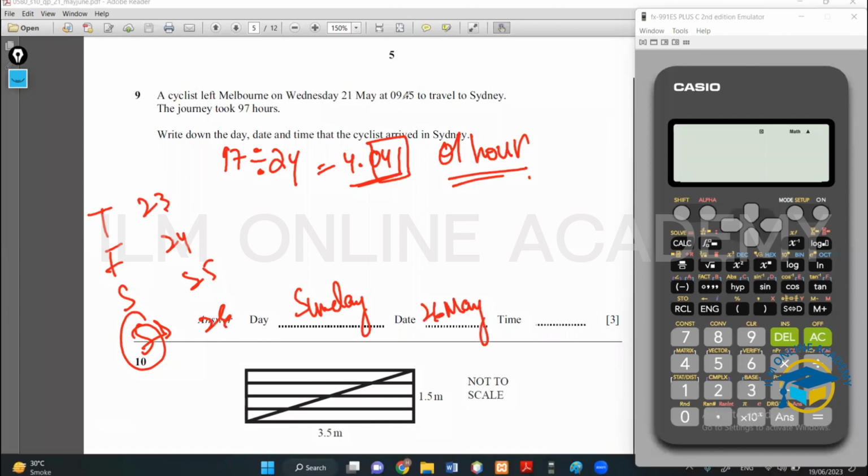And the time: he left at 9:45. So on Sunday at 9:45, a total of 4 days have passed. But it took him 4 days and 1 hour, so up to 9:45 he completed 4 days, plus 1 hour is 10:45. At 10:45 he reached Sydney. Okay, so that was the question.